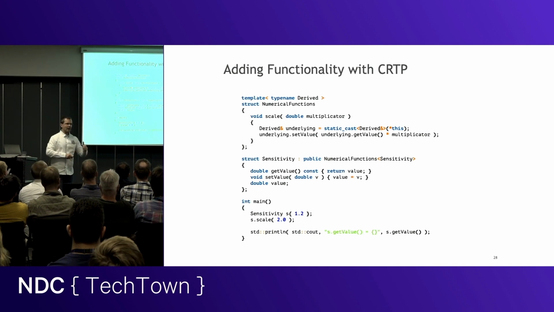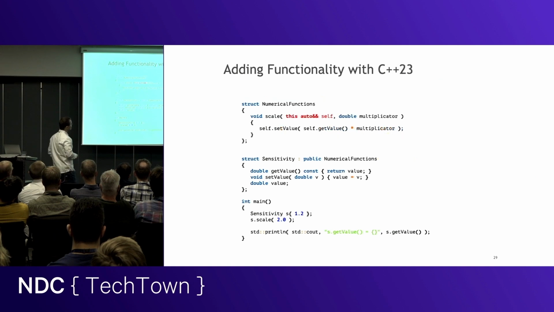But admittedly, it's a little technically complex. It's not something that is super simple to understand. And so now, here's the new idea. In the base class, we introduce one of these explicit object parameters, this pointer.